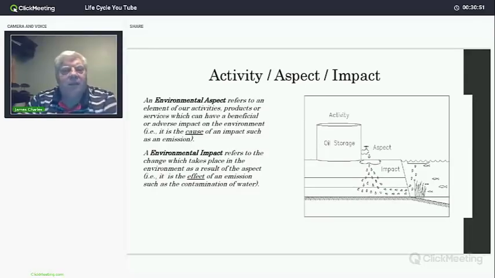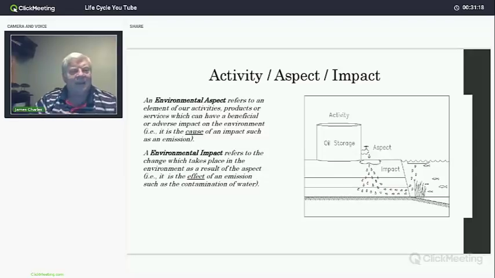So again, here's your basic picture, which shows you the connection between an activity, an aspect, and then the impact. The definition of an aspect is that it's an aspect of our products, activities, or services. This is the product that we produce, the activities that we conduct, and then the services that we can provide if we're a service organization.